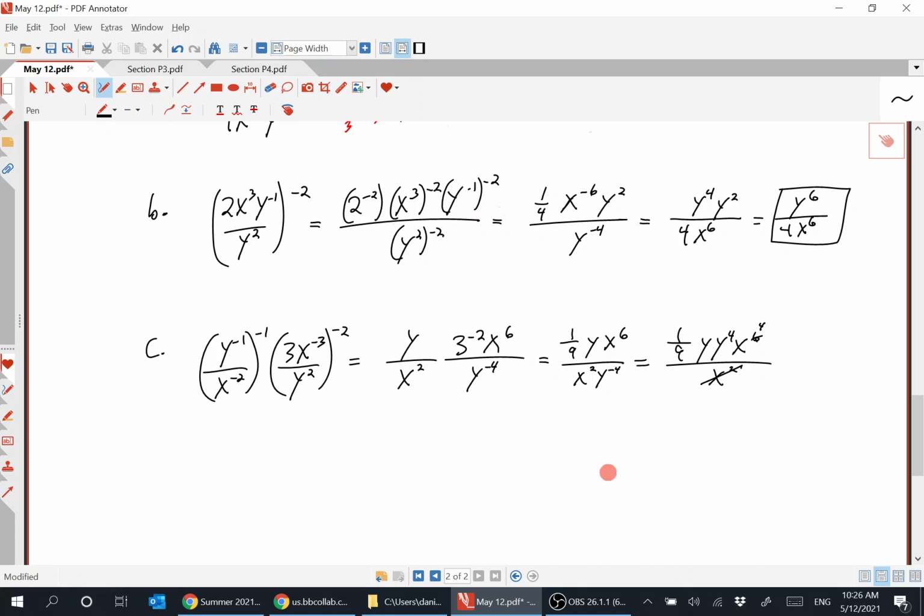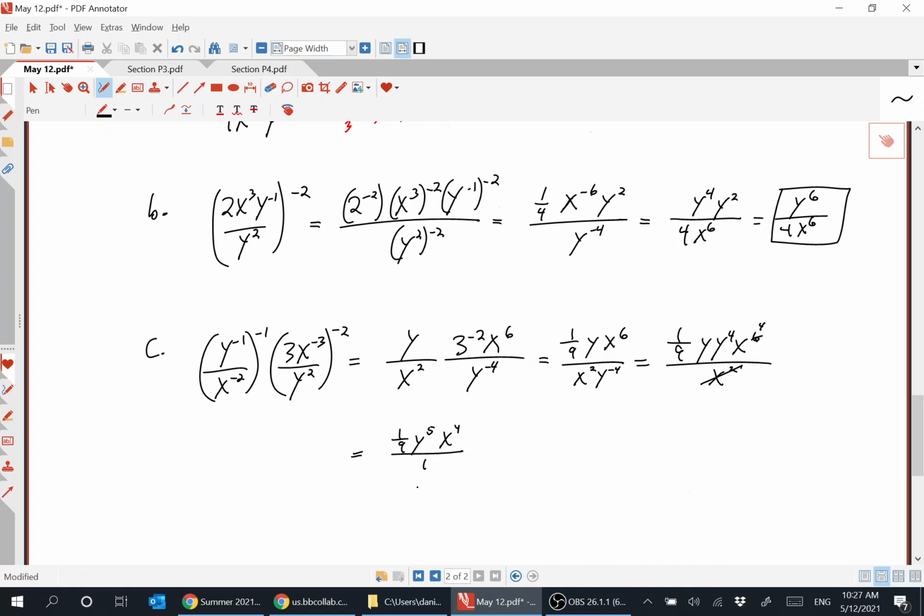What's y times y to the 4th? How do we evaluate that? Y to the fifth. Remember, there's always an exponent of 1. Same base, different exponents, just add the exponents. So y times y to the fourth is y to the fifth, x to the fourth. And then on the bottom, we've canceled all the factors out, so that's just a 1.